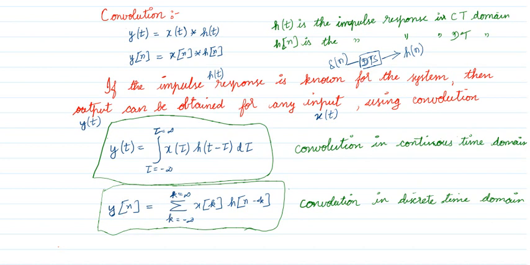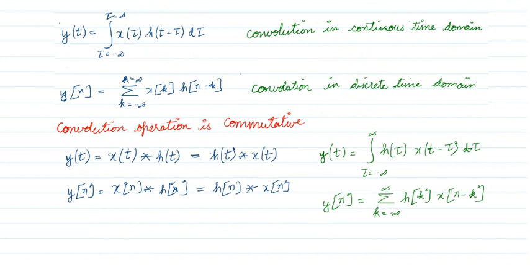Let us start with the first technique. Before going into that, we look at some properties. Again I have written the same expressions. Now remember that convolution is indicated mathematically by the star symbol, the asterisk. The symbol of convolution is star.